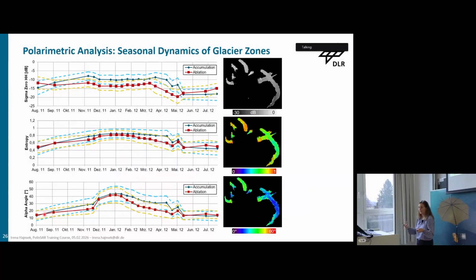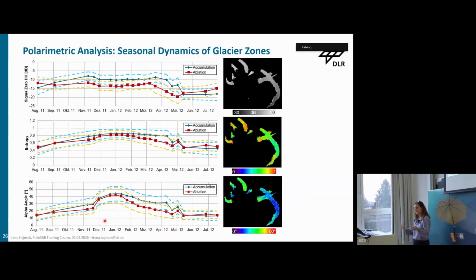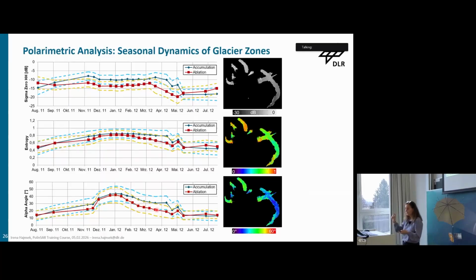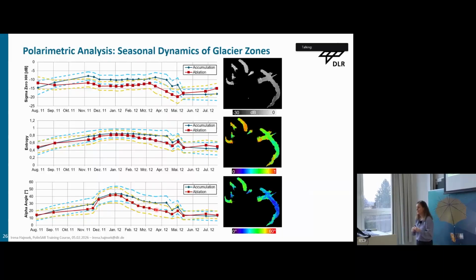So you don't have a separation of the scattering contribution here really. But then when we increase the accumulation, so when it becomes colder, you change your scattering mechanism. So the alpha angle is changing in terms of time. However, the differences between accumulation zone and ablation zone are not so different. We have the same trend, but the levels are a little bit different.